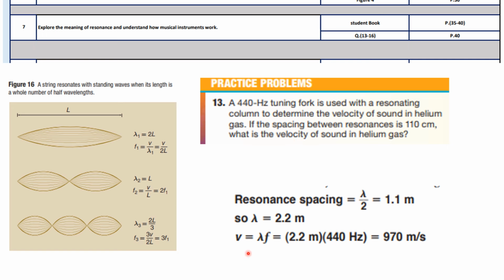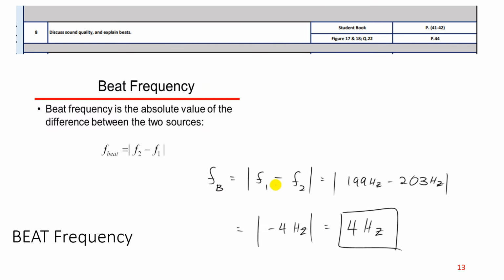So you already know this equation, V, the velocity, equals wavelength multiplied by F. The wavelength is already calculated, multiplied by the frequency, which is 440 Hertz. And the velocity at the end is equal to 970 meter per second. That's a quick short way to calculate the velocity.